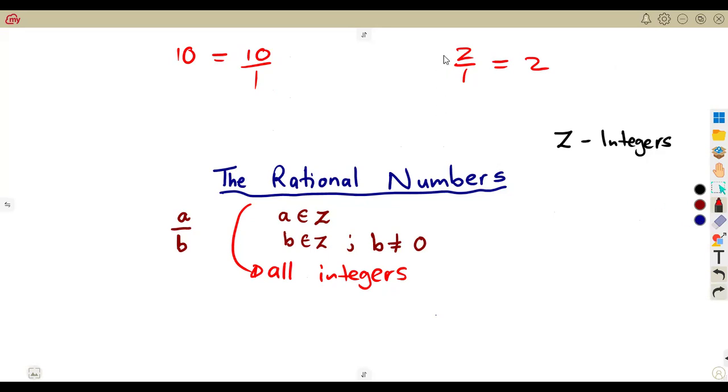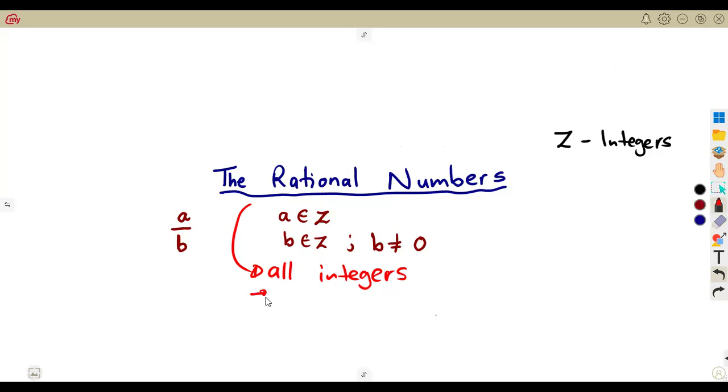We have written it in the form of A over B, where A and B are referred to as integers, positive or negative whole numbers. So we are saying all integers are referred to as rational numbers.